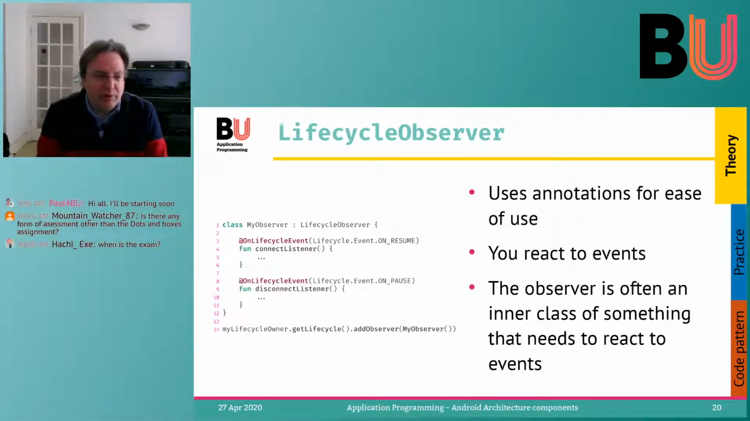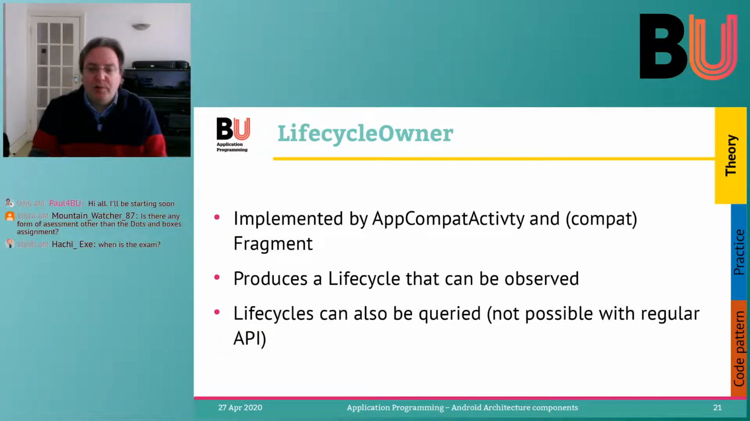Note that often you might want to make this observer an inner class of an activity or something like that, so that when you react to the event, you just call something in the outer class. Opposite to this are lifecycle owners, which are basically app-compat activities or fragments, but you can create your own. As long as you have a lifecycle, you can be a lifecycle owner. It's a fairly simple interface. So anything that has a lifecycle, or that you can give a sensible lifecycle, you can make a lifecycle owner, and it will exist for that duration. In particular, a view model can also be a lifecycle owner. We'll come back to view models later.